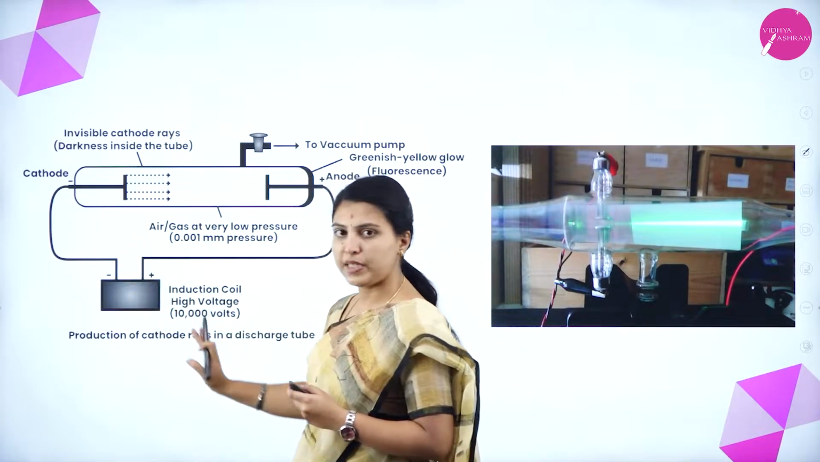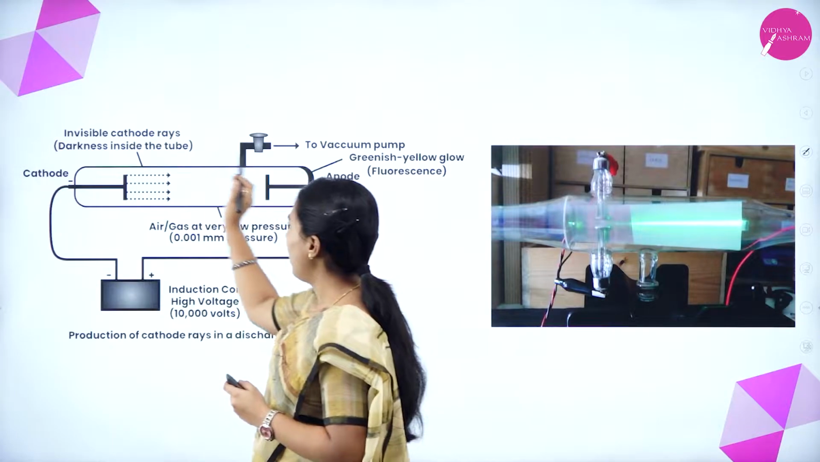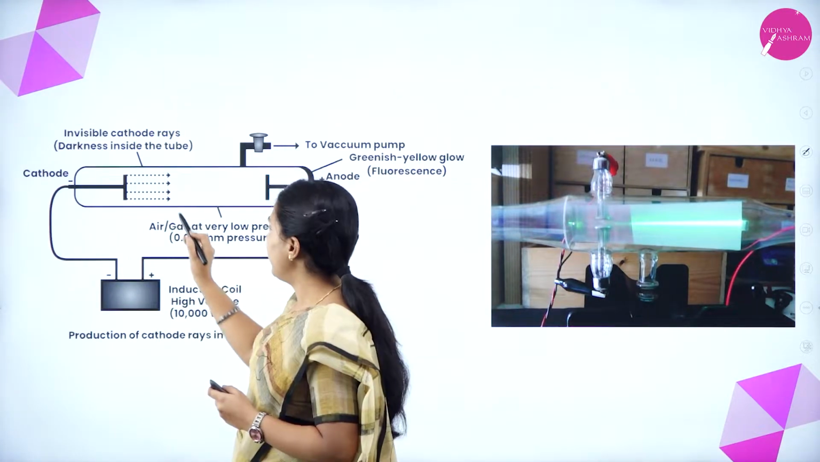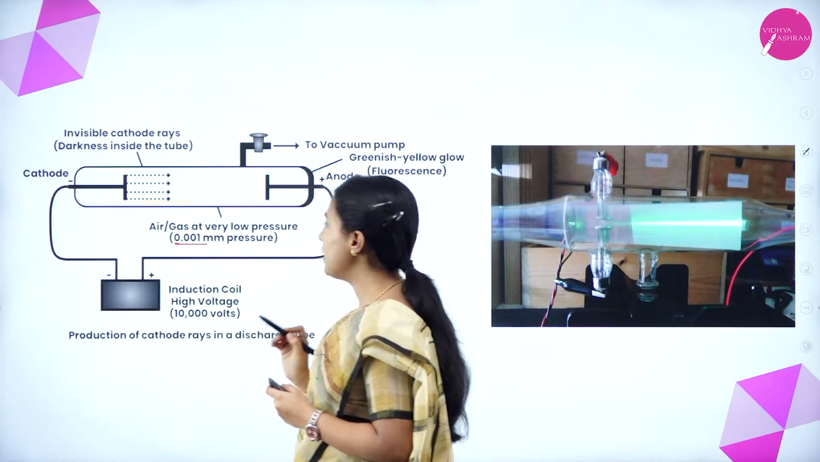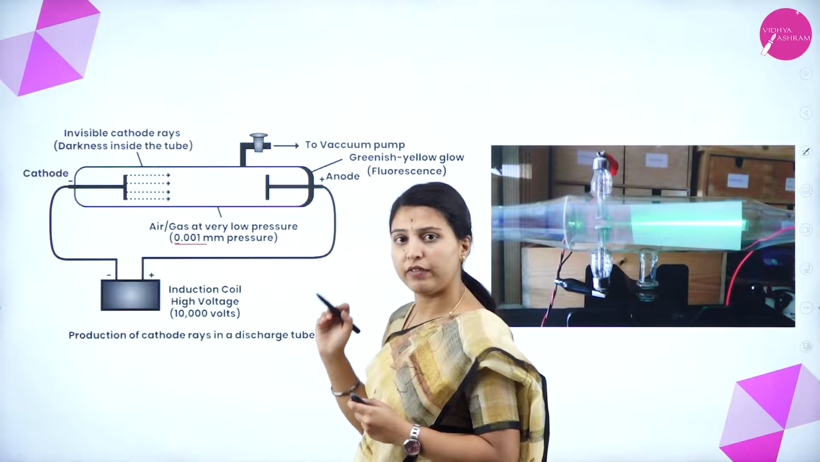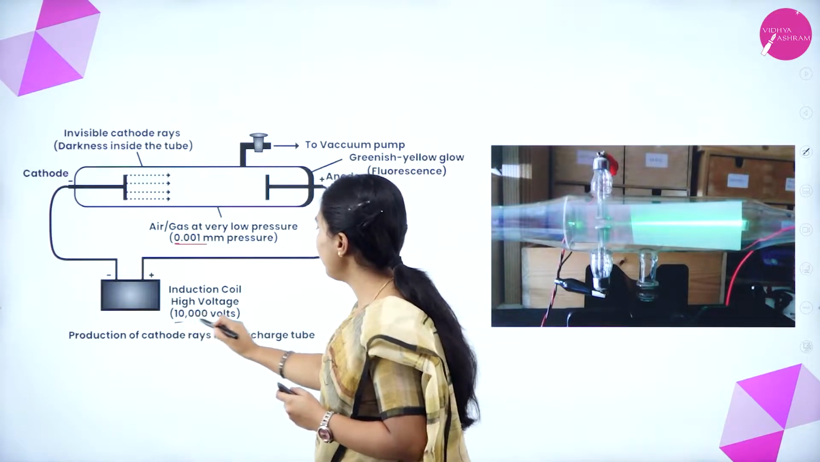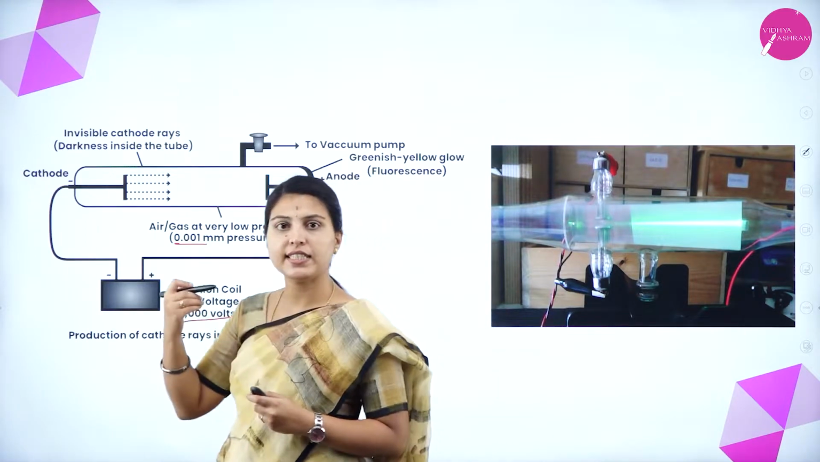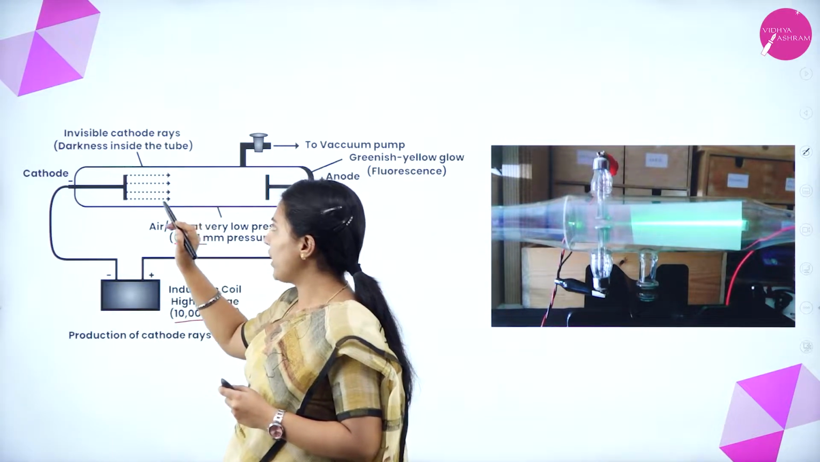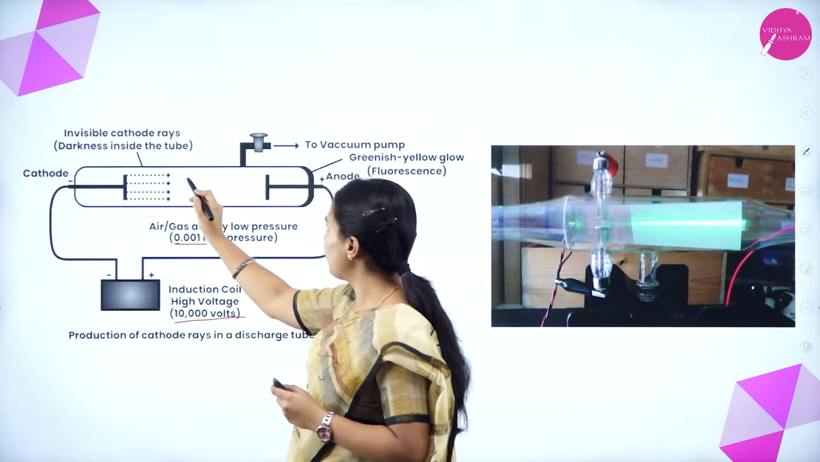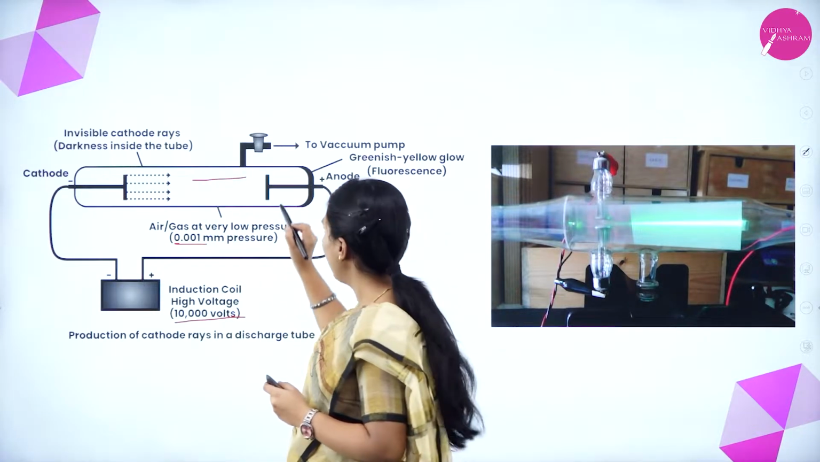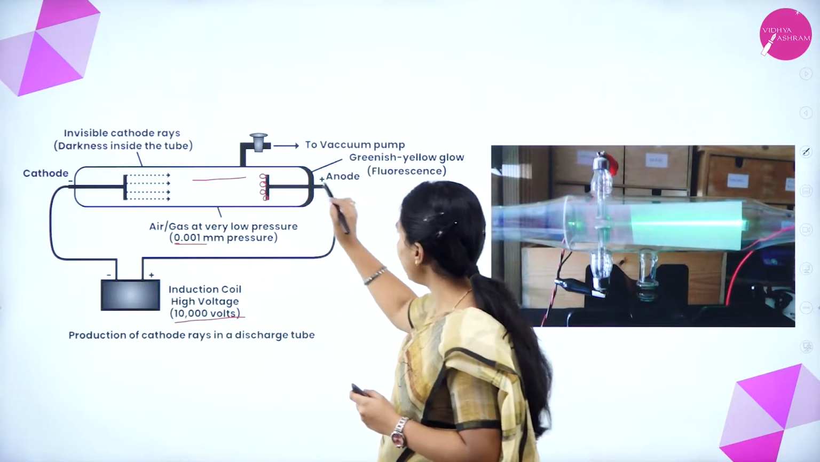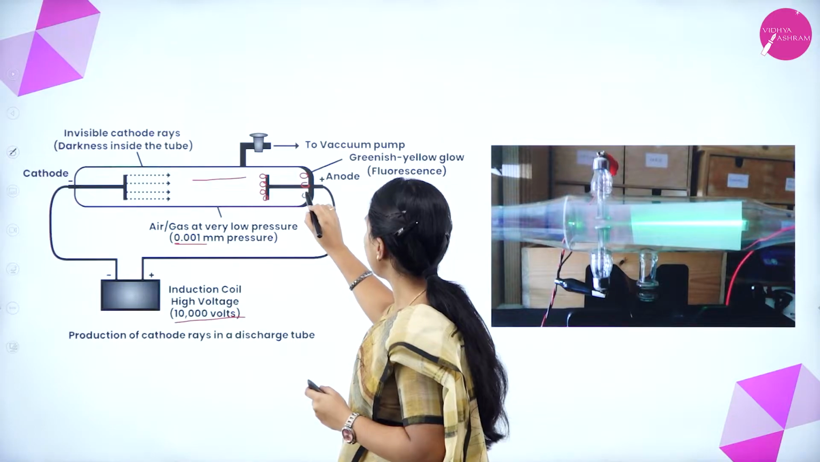This is the experimental setup, the overall discharge tube. Here is the cathode, here is the anode, the pressure is 0.001 millimeter, very low pressure, and the high voltage is 10,000 volts. When the current is passed, the invisible cathode rays start moving in a straight line. The anode has a perforation, and the rays pass through the perforation and hit this material as a dark spot.